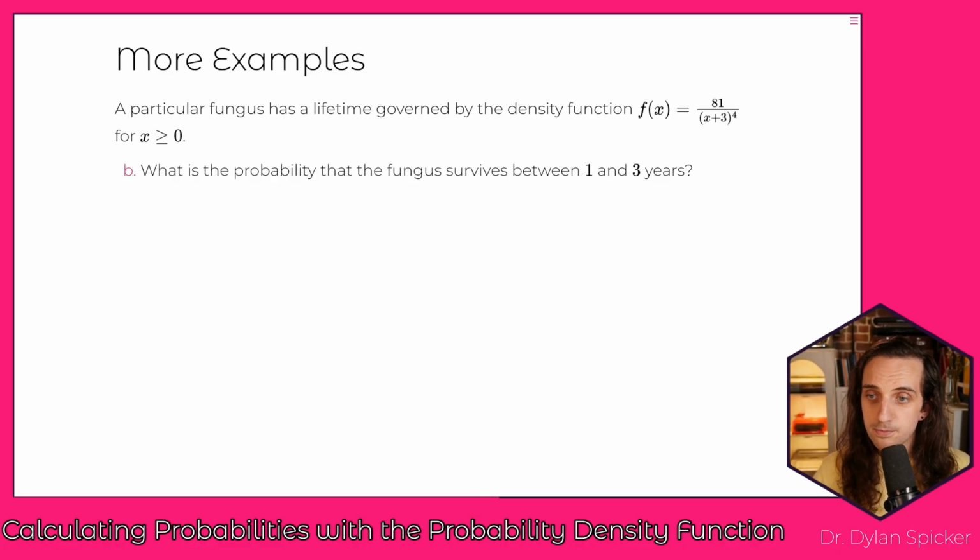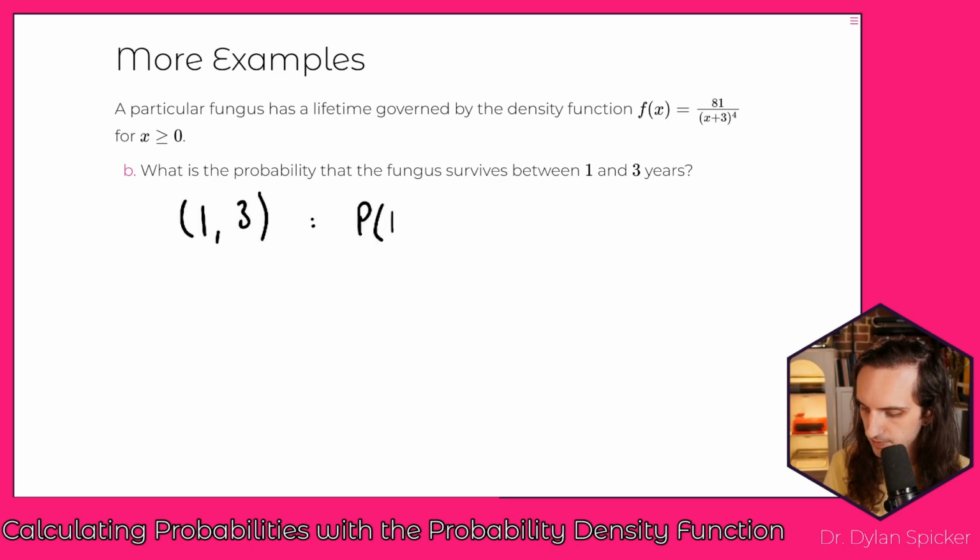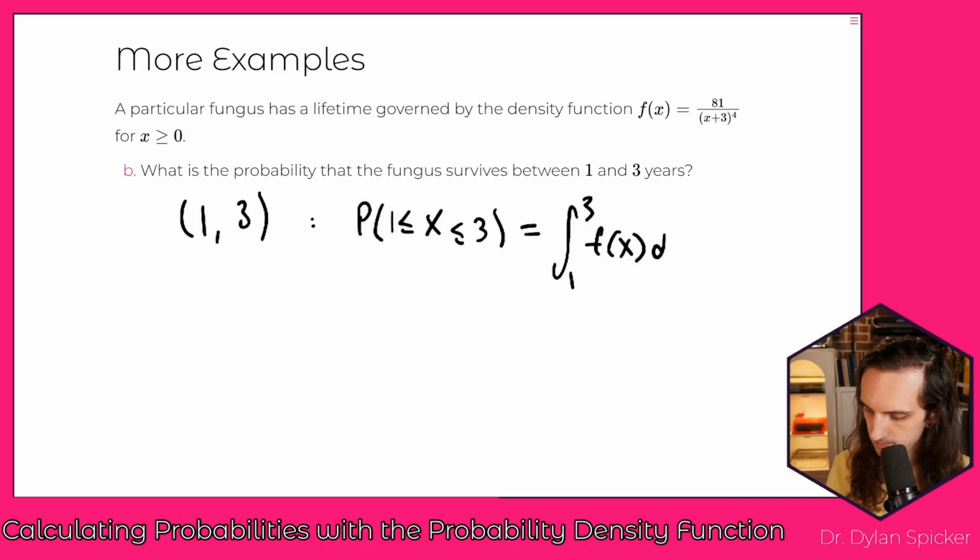Now, what is the probability that this fungus survives between 1 and 3 years? In this case, we're dealing with simply a fixed interval, from 1 to 3. We want to know the probability that we're in this interval. So the probability that 1 is less than or equal to x, which is less than or equal to 3, is always going to be the integral from 1 to 3 of f(x) dx.